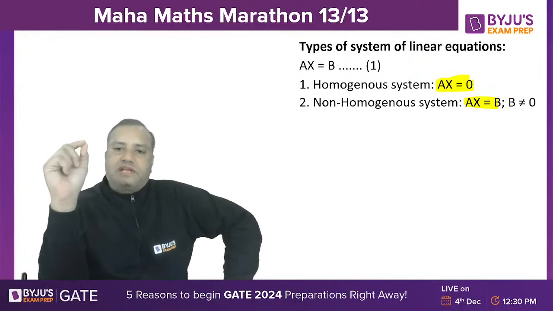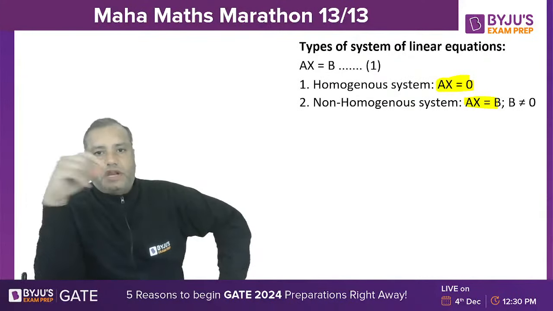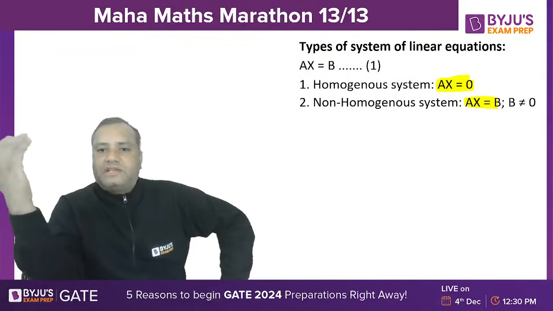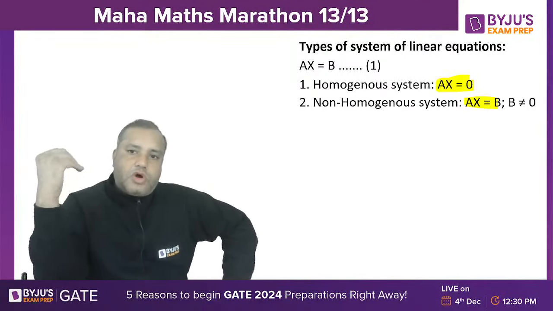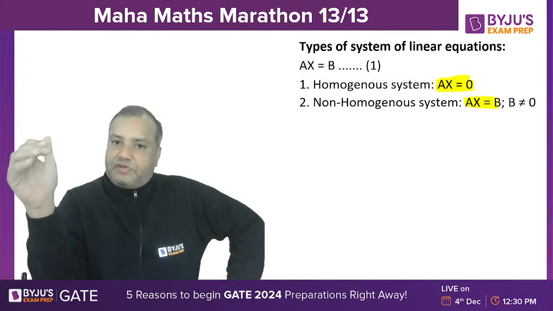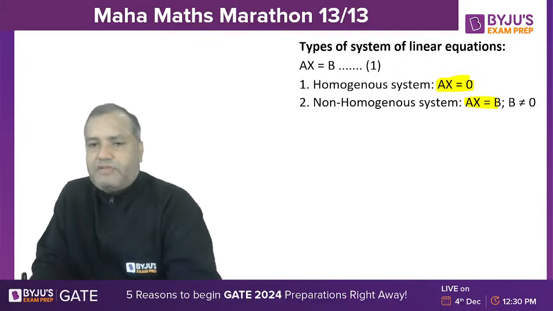Whenever we have a homogeneous system, the type of solutions will be of two types: trivial solution and non-trivial solution. For a non-homogeneous system, solution analysis is done in a different way. For a non-homogeneous system, we just go for the consistency check, whether the solution exists or does not exist. Okay, we will see them one by one.